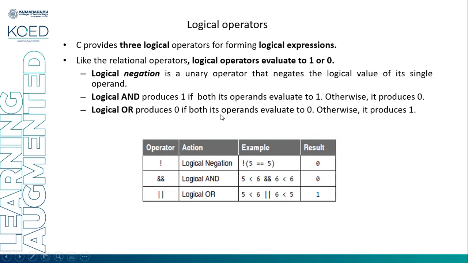Logical OR produces 0 if both the operand values evaluate to 0, otherwise it produces 1. If both expressions are false, the OR will produce the value 0, otherwise it will produce the value 1. Here 5 less than or equal to 6 is true, 6 less than 5 is false. 1 OR 0 is equal to 1. If both expressions are false, it will return 0, otherwise it will return 1. If both expressions are true or either one of the expressions is true, it always returns the value 1. So these are the three logical operators: negation, AND, and OR.